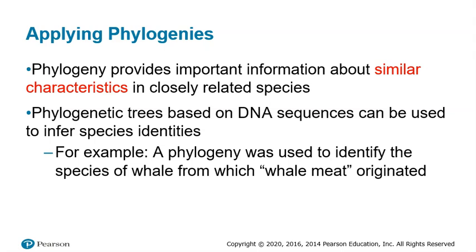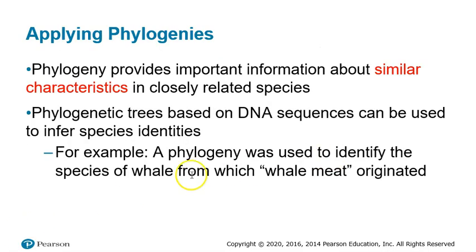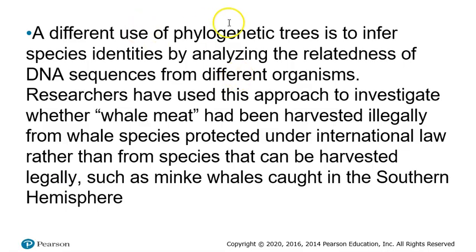So for example, they've used this in crime labs and stuff. I'll show you a picture here in a second, but yeah, whale meat. Where did whale meat originate? A different use of phylogenetic trees is to infer species identities by analyzing the relatedness of DNA sequences.